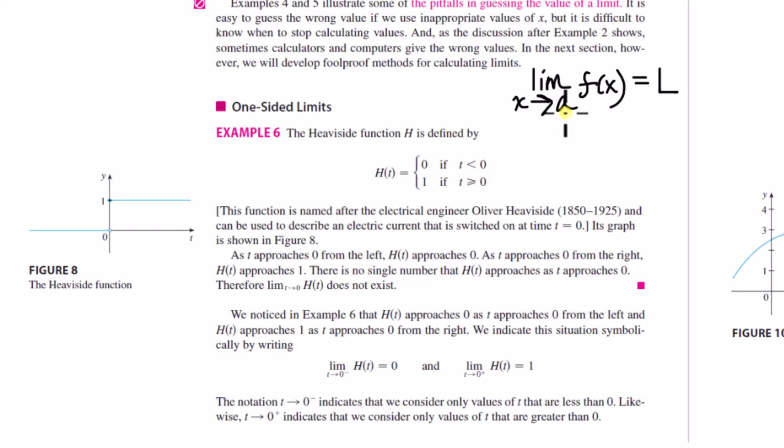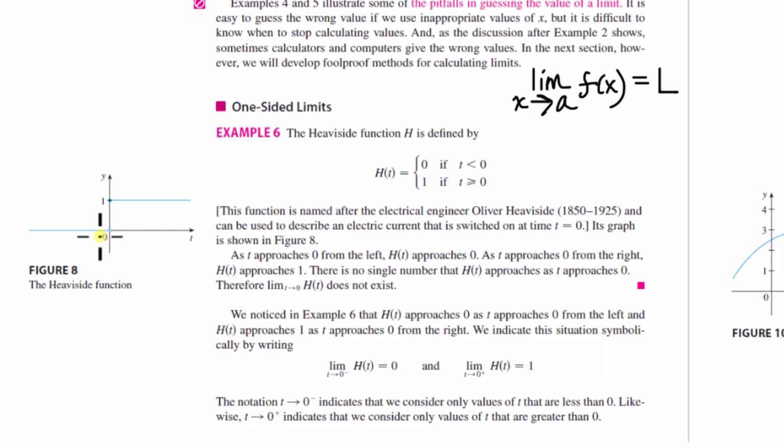Okay, but we can also think about specifying a limit that applies only as the input is approached from one side. Okay, and this is what's called a one-sided limit. So, the Heaviside function h of t: you input a value t into this function, and what's the output? The output is 0 if t is less than 0 and 1 if t is greater than or equal to 0. Okay, and so we can graph this function as shown here.